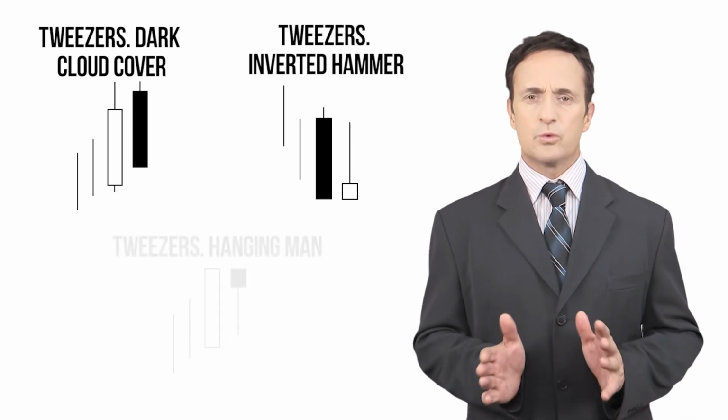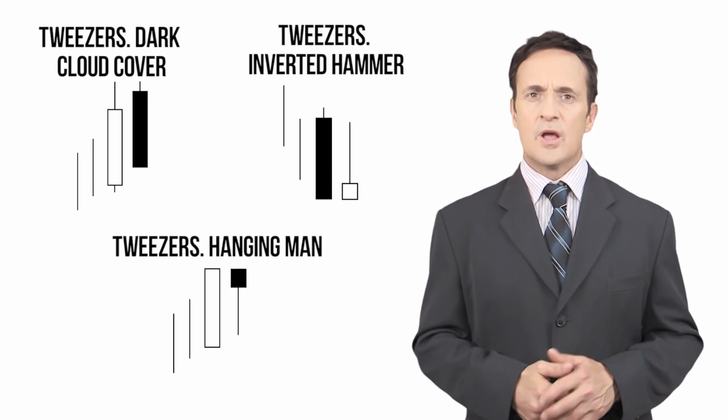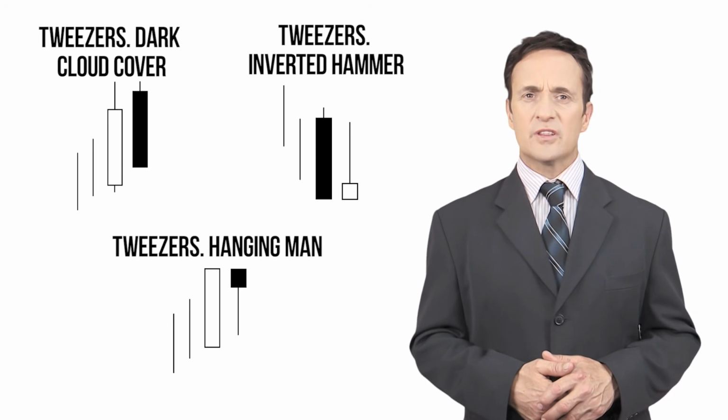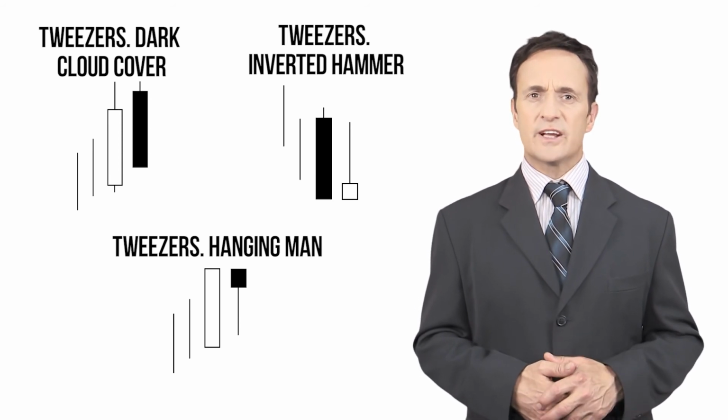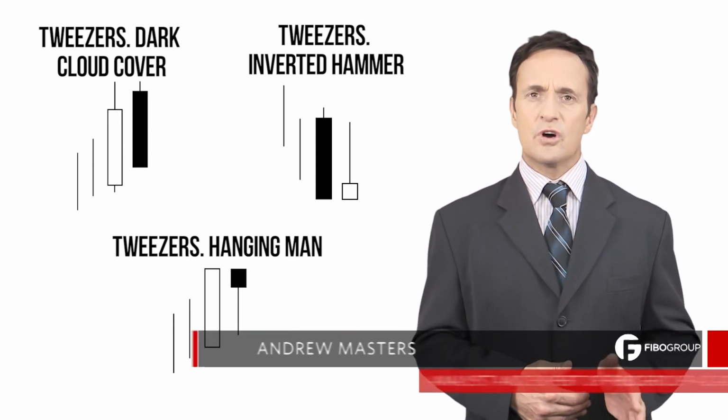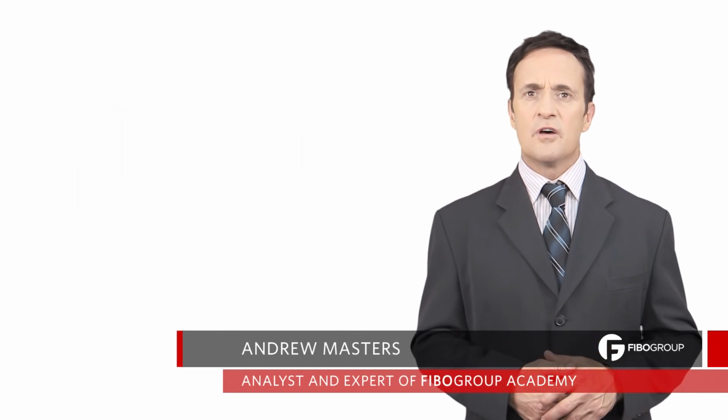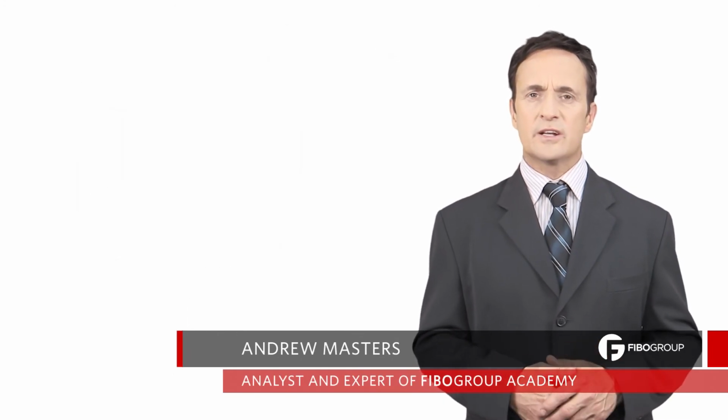Tweezers, dark cloud cover. Tweezers, inverted hammer. Tweezers, hanging man. We should make a decision about the market entry and set the protective orders according to the type of candlestick pattern. Further on, we'll study in practice how the Japanese candlestick signals help us in trading.